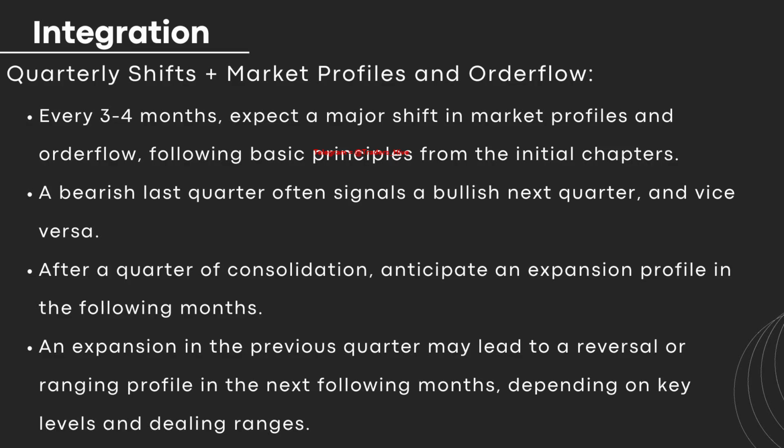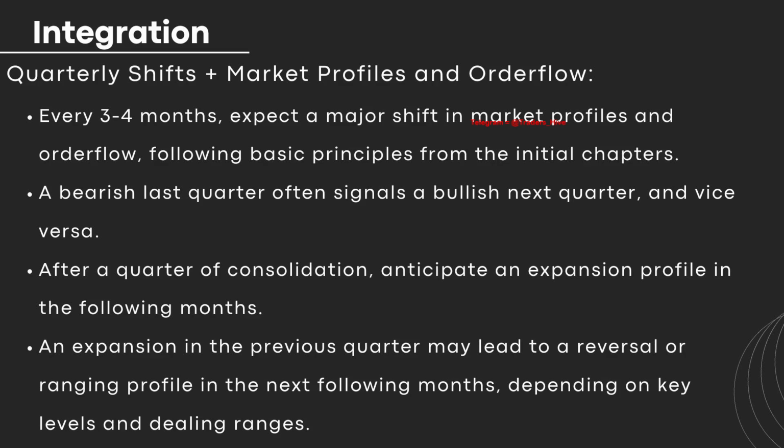For example, we know that after a ranging profile, the most likely outcome for price is an expansion profile. Similarly, we also know that after a reversal profile, the most likely outcome is an expansion profile. In the same manner, we know the basic principles of order flow and how they work, and we'll be considering them all in our analysis while combining it with quarterly shifts. We will not ignore the basic principles of these other concepts, like order flow or market profiles. We'll consider their fundamental ideas as well.